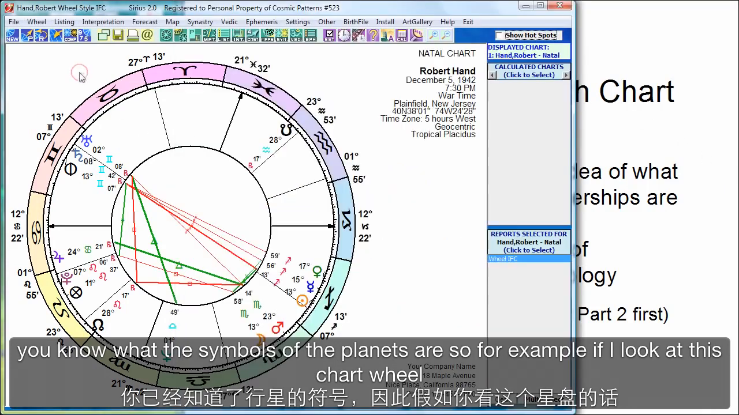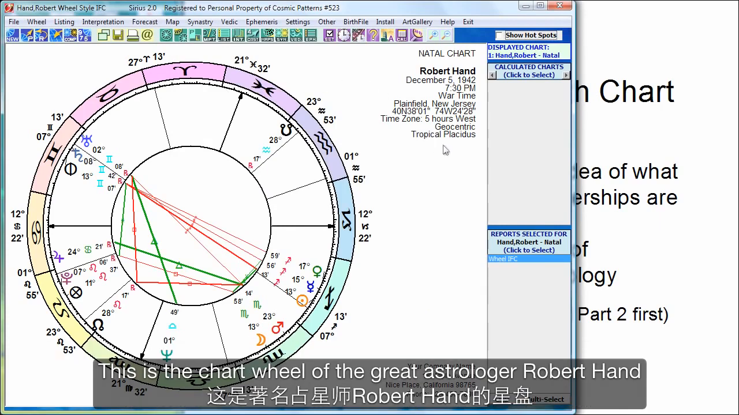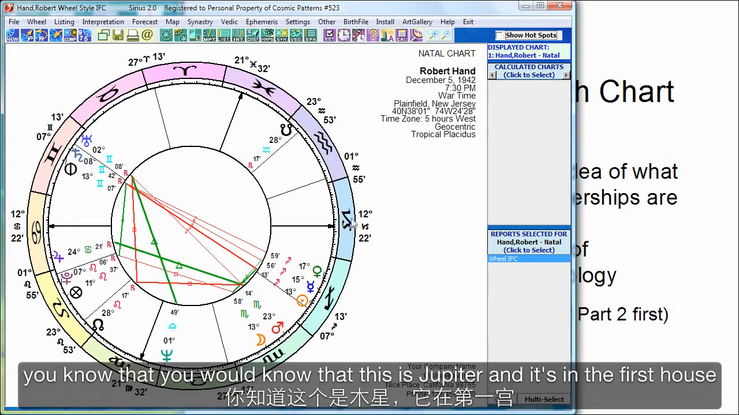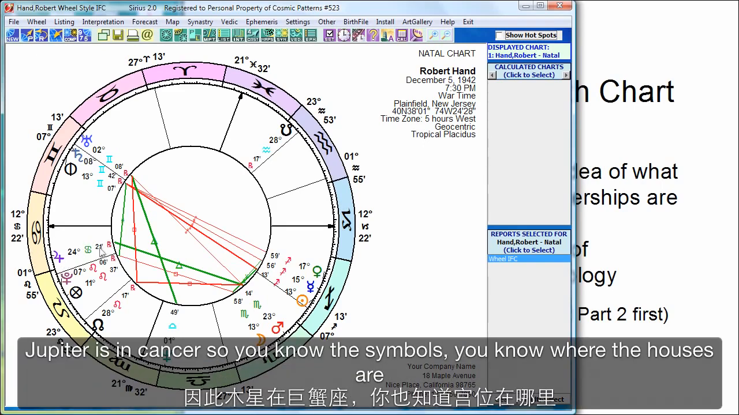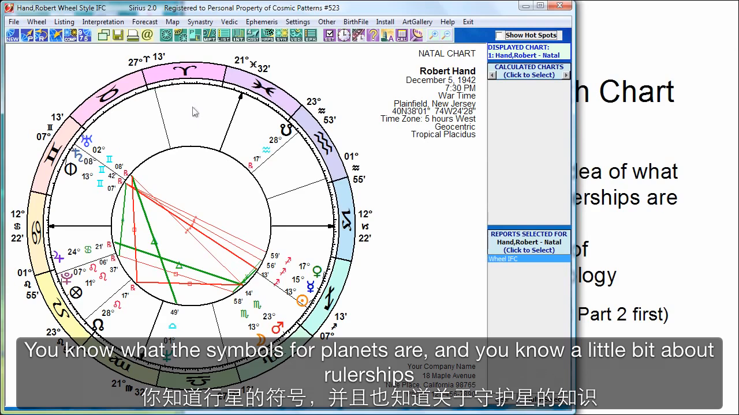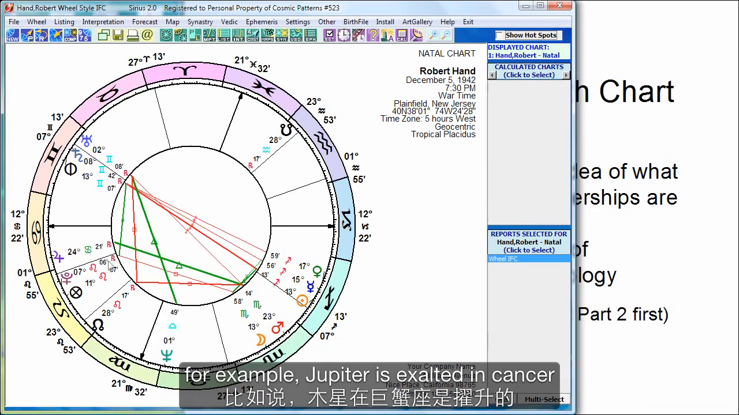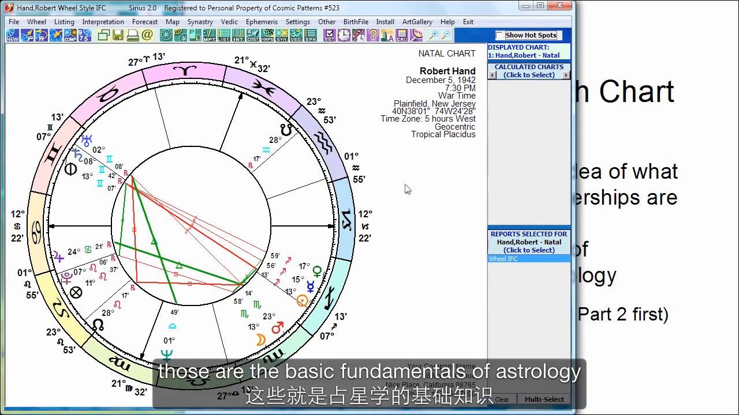So for example, if I look at this chart wheel, this is a chart wheel of the great astrologer Rob Hand. You would know that this is Jupiter, and it's in the first house. This is the first house. He has Cancer rising. Jupiter's in Cancer. So you know the symbols, you know where the houses are, you know what the symbols of the planets are, and you know a little bit about rulerships. For example, Jupiter is exalted in Cancer. Those are the basic fundamentals of astrology.